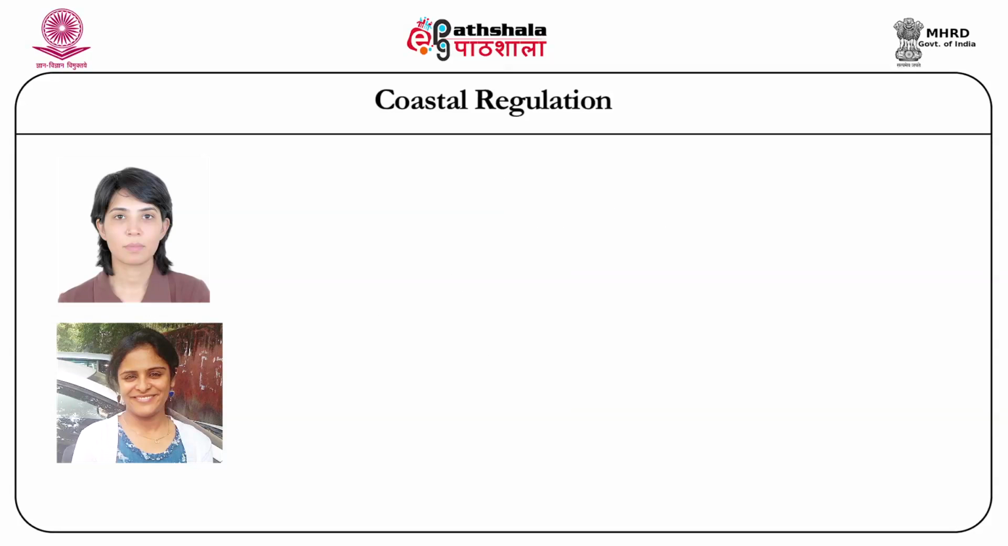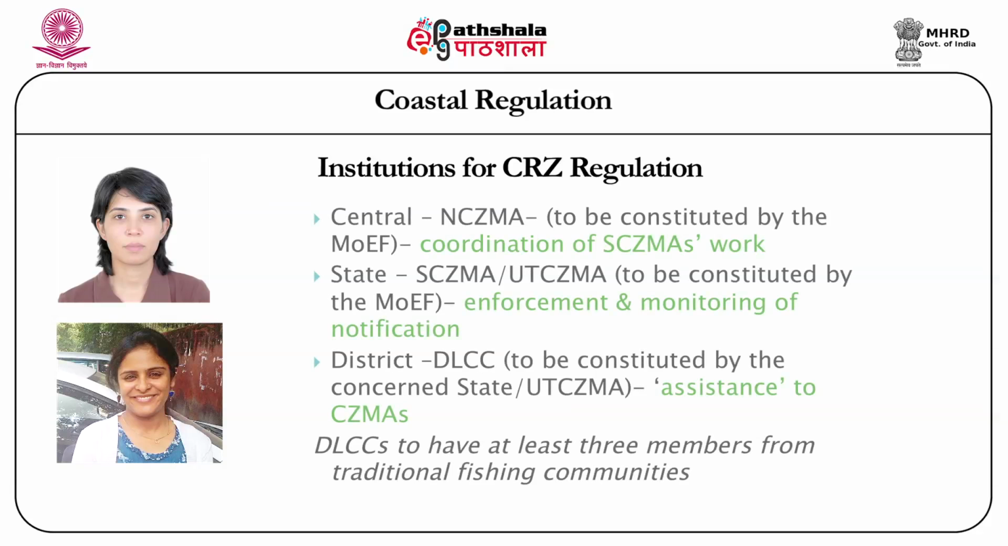Let us now see the institutions created for CRZ regulation. The CRZ notification suggests the constitution of institutions at 3 levels. At the national level, a National Coastal Zone Management Authority, that is NCZMA, is to be constituted. At the state level, state coastal zone management authorities are to be constituted. And at the district level, all coastal districts are to have district level coastal committees, that is DLCCs. The notification does not prescribe anything on the composition of the coastal zone management authorities, but it mandates that DLCCs should have at least 3 representatives of traditional coastal communities.